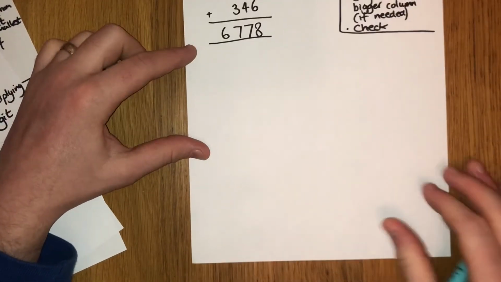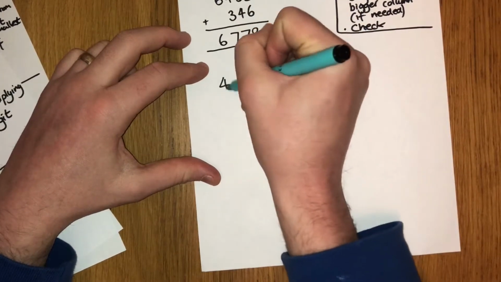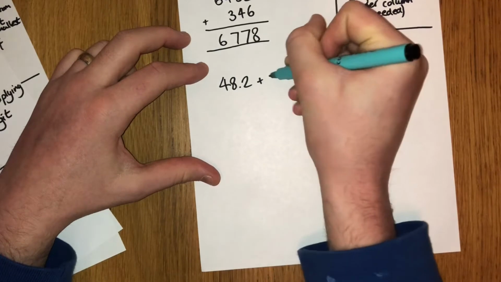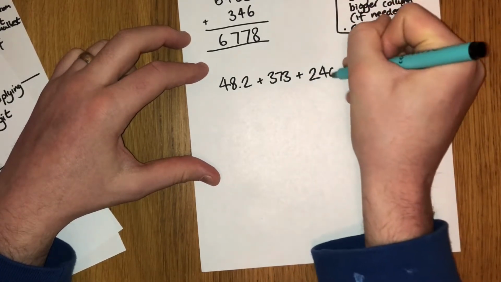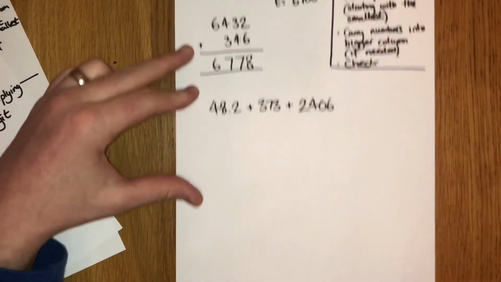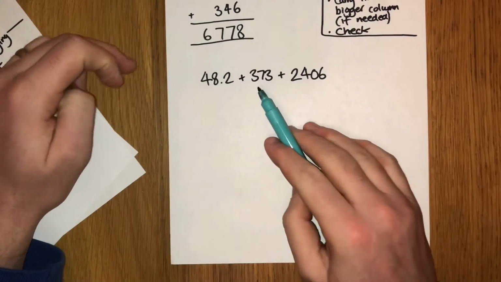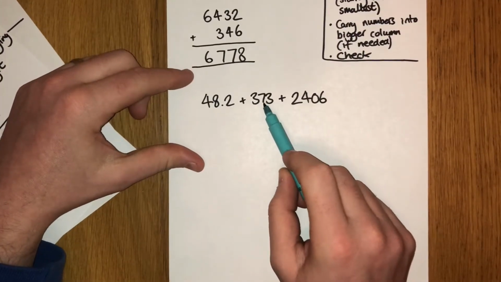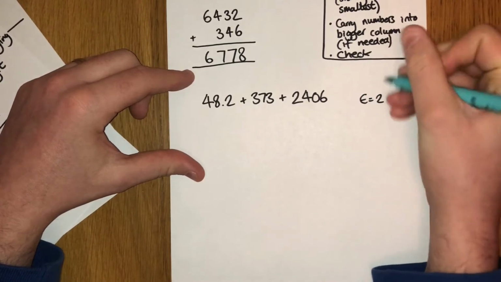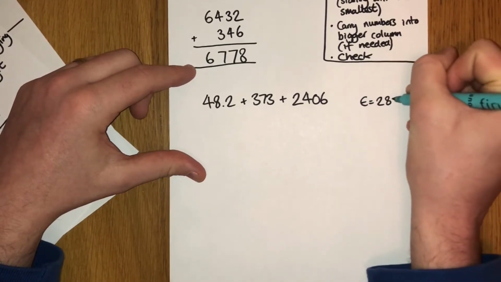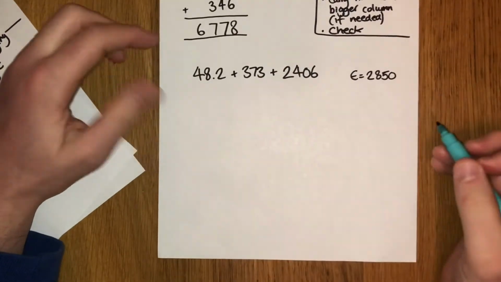Okay, let's quickly do another example. So we've got something like 48.2, add 373, add 2,406. Okay, same again, I'm going to estimate, 2,400 add 400 is 2,800 plus about 50. So I think my estimation is going to be 2,850-ish. So, put the numbers into columns.